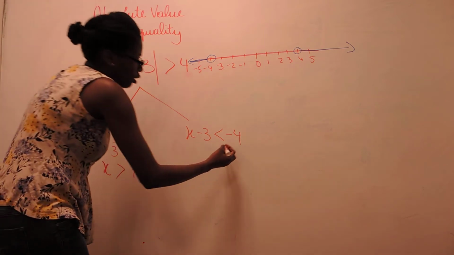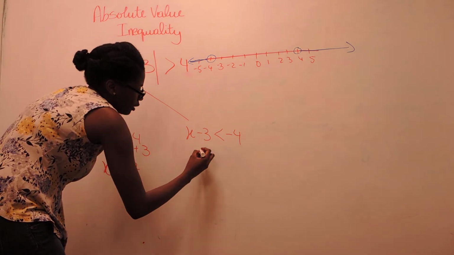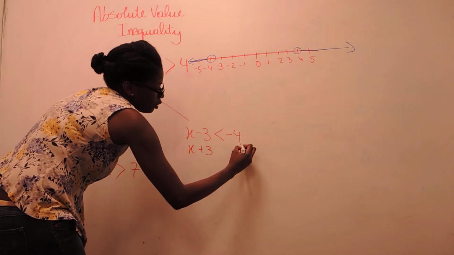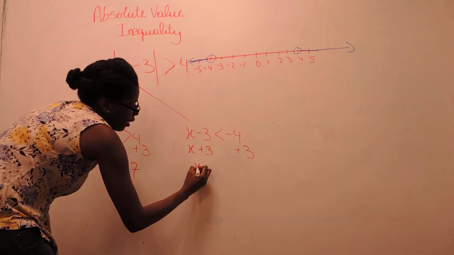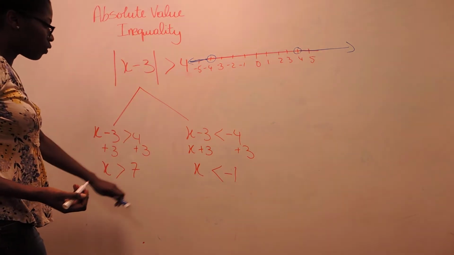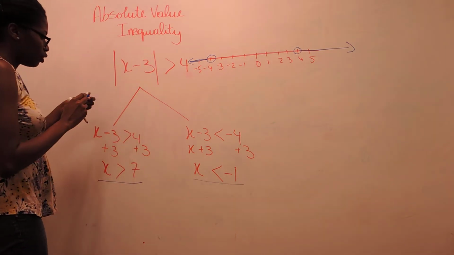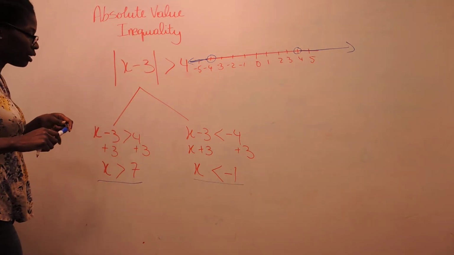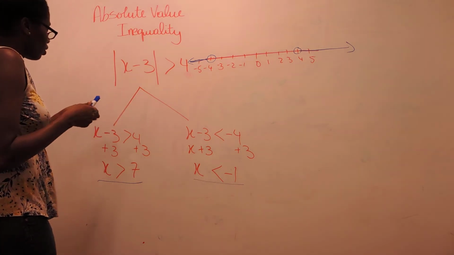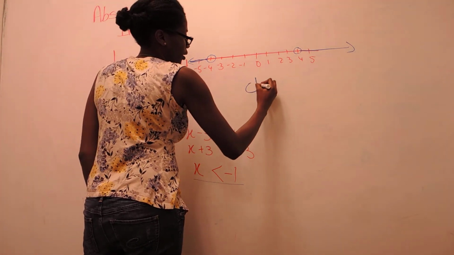Let's go to the other side here. We're going to do the opposite operation, which is to add 3. And if we add 3 to this side, we must also add 3 to the other side. So we have x less than -1. So those are the two values of x that make this statement true. So let's check and see if it's true.